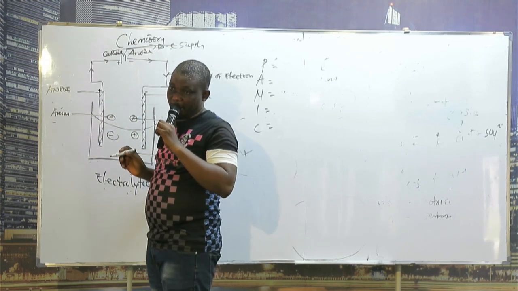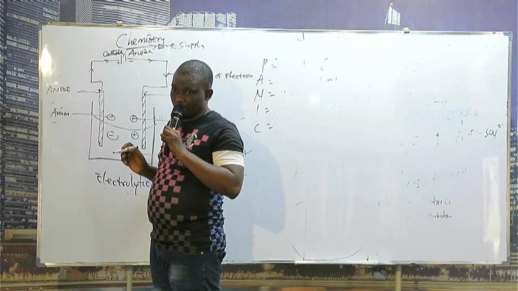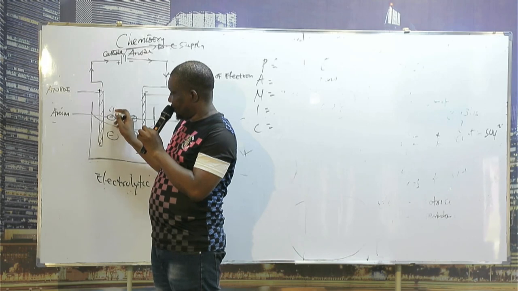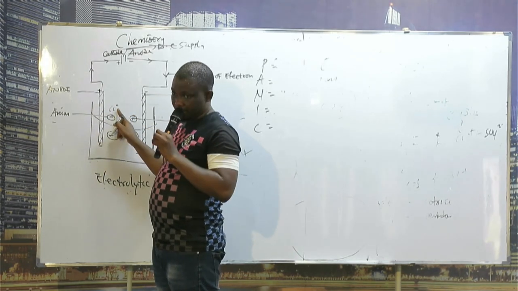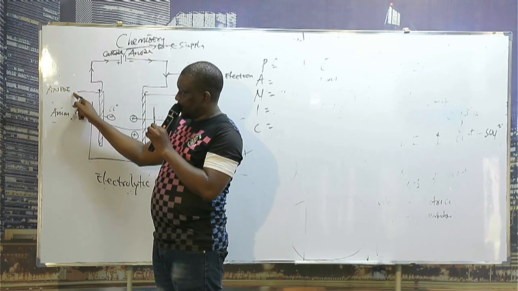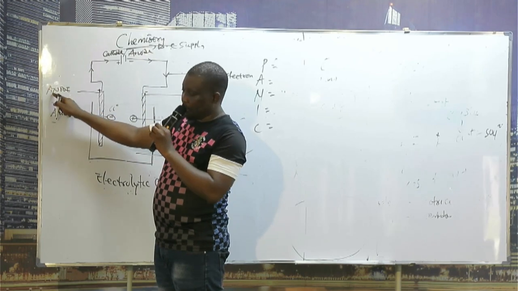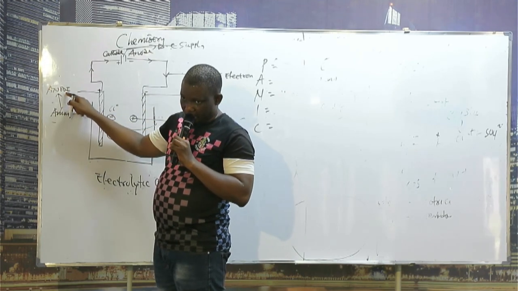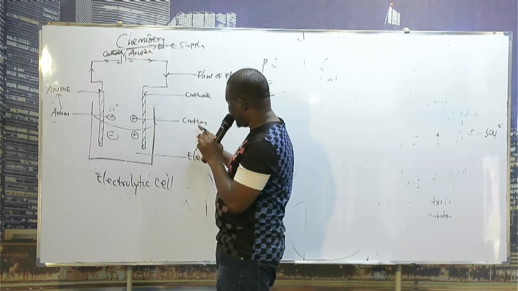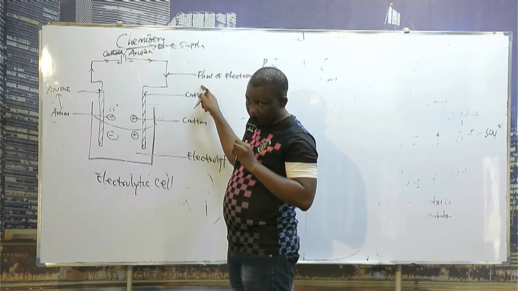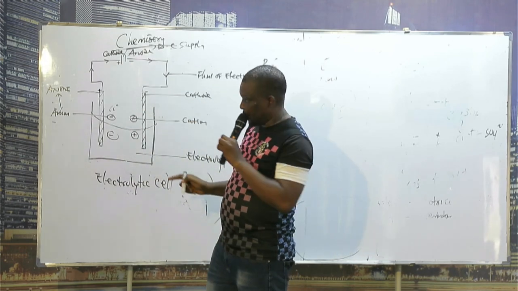Let's say we have something like chloride ion. You know it's negative, so it's going to this electrode. It's an anion. So the word anode is because it is an anion electrode. That's why it is called anode, because anions migrate to anode. Then cations migrate to the cathode. That's why the names are derived.